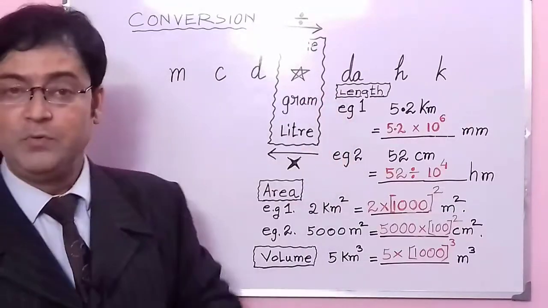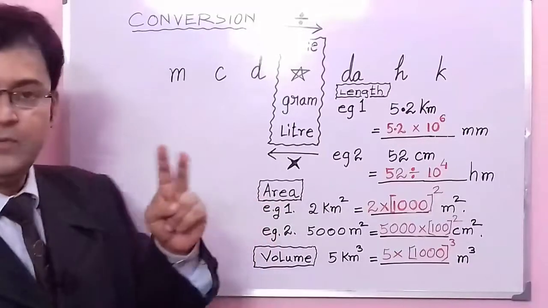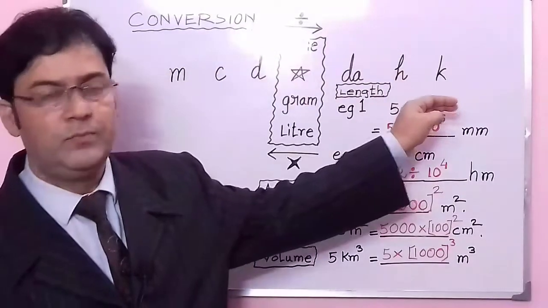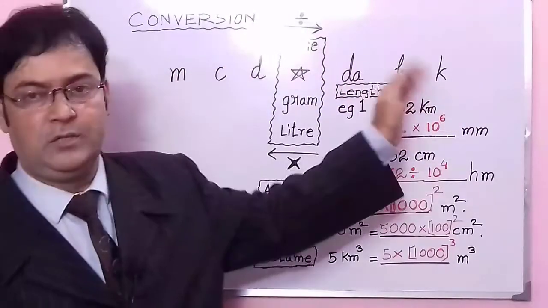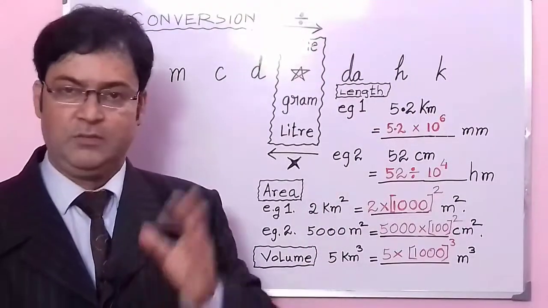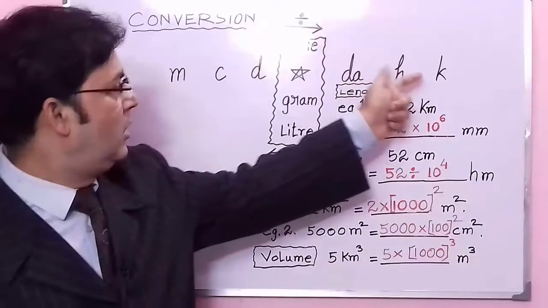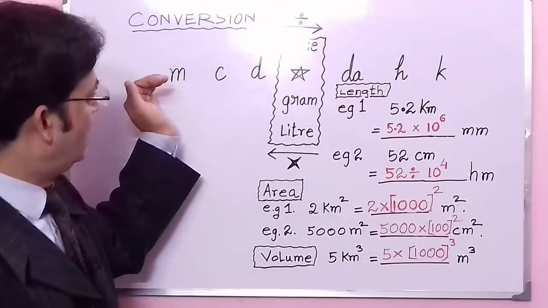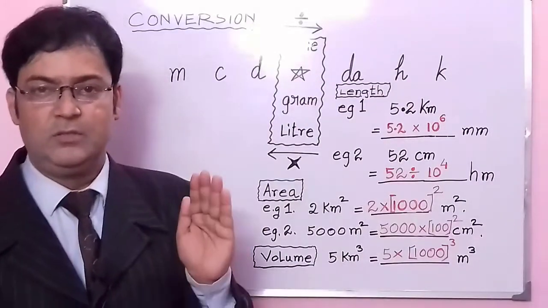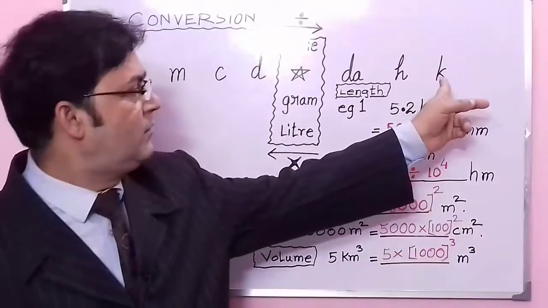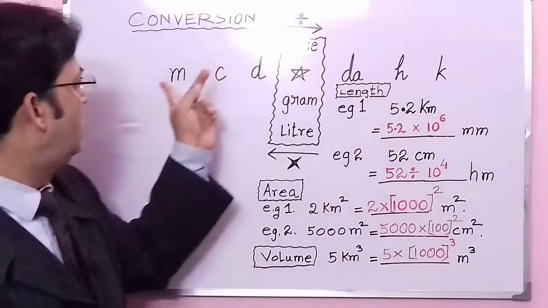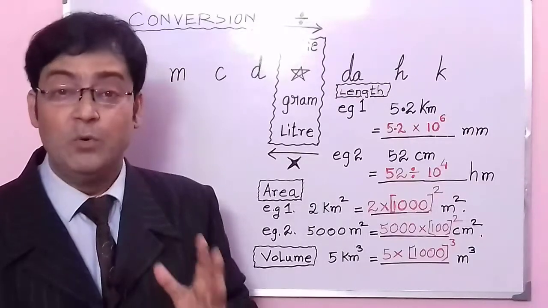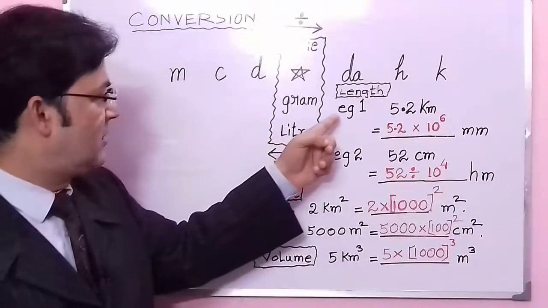Example 1. But before the example, let me tell you one thing which you need to remember. If you convert from milli to kilo, smaller units to bigger units, you need to divide. So milli to kilo or centi to deca or deci to hecto, whatever it is, if you go in this direction, you need to divide. And if you are converting from kilo to centi or kilo to milli or deca to deci, you need to multiply. With what? I will tell you. Let's see with this example.